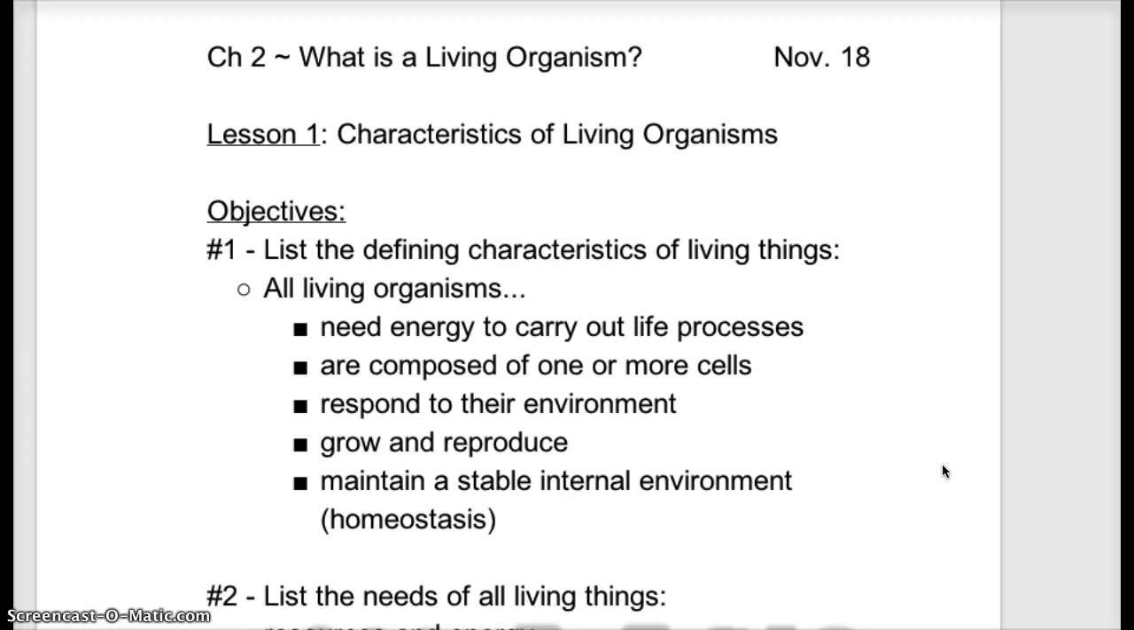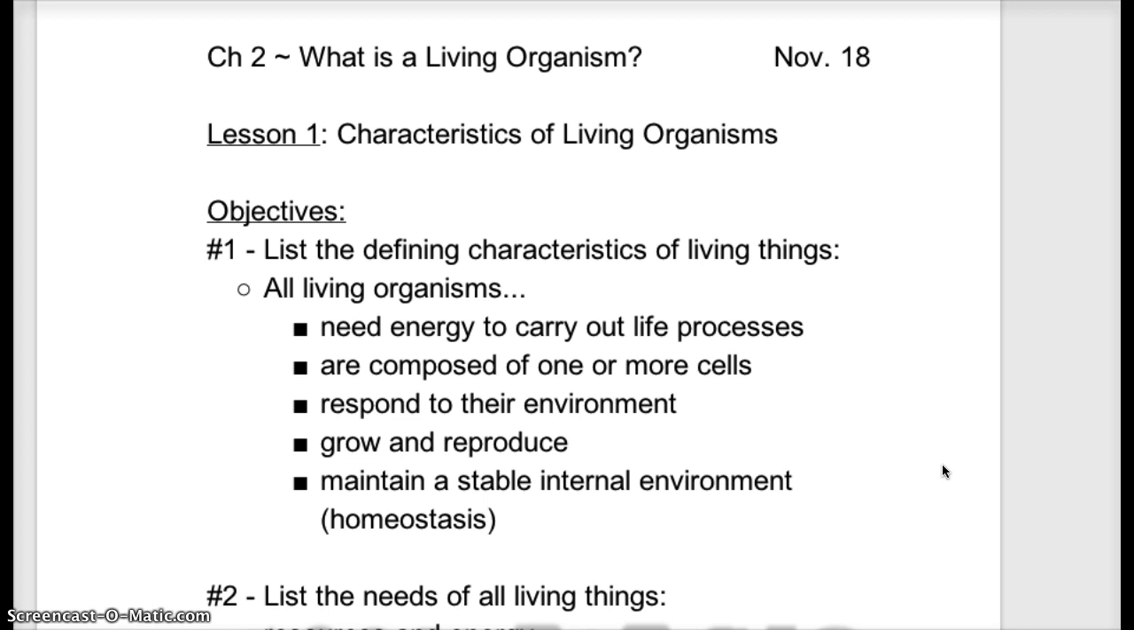The second one, all living organisms are composed of one or more cells. Does that sound familiar? Back in chapter 1, we talked about the cell theory, and this was one of the parts of the cell theory, that in order to be alive in this case, that organism, that thing, has to be made of one or more cells.